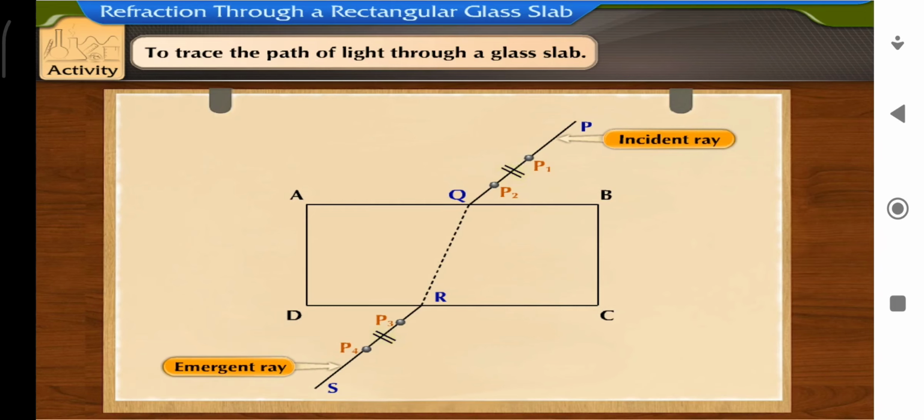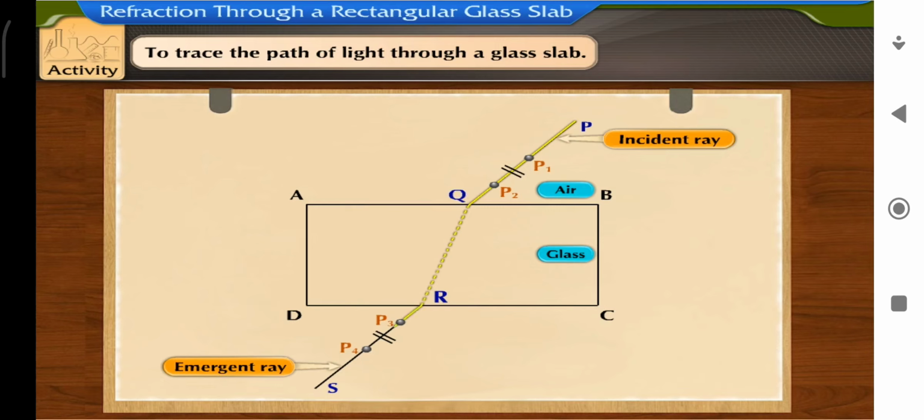Can you tell how many times the light rays encounter a change in the medium? Light rays encounter a change in the medium twice. That is, they are refracted 2 times. First at point Q and then at point R. The ray of light enters the glass from air at point Q. It gets refracted and travels along QR.